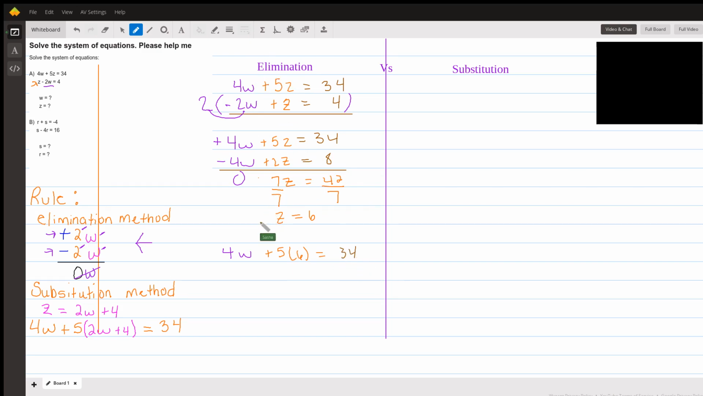Okay, so now I'm left with, and for sake of time, I'm going to use the same color, 4 times W plus 30 equals 34. I'm going to start with this left side because there are two terms, so I'm going to subtract this 30. I am left with 4 times W is equal to 4. Now I'm going to separate by division, and my W is equal to 1.